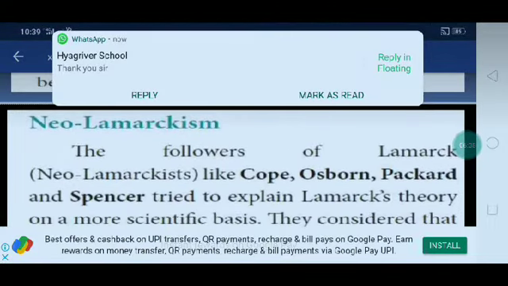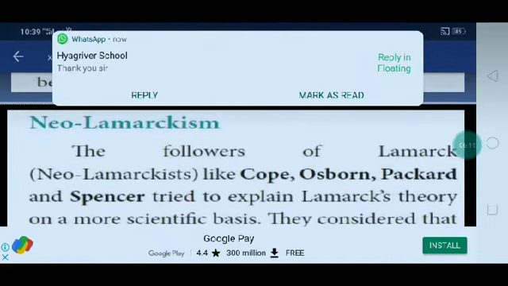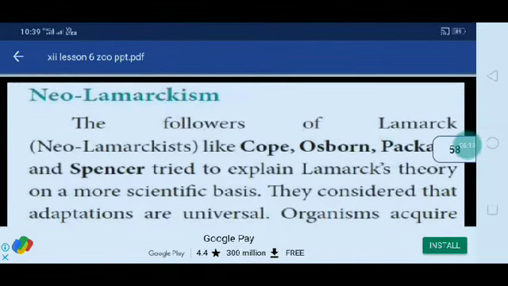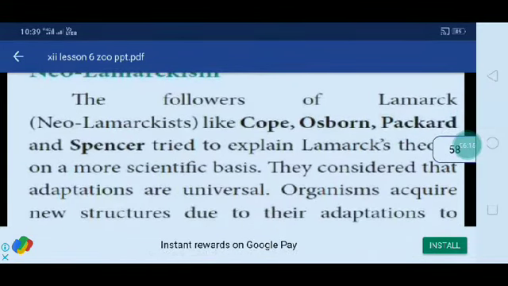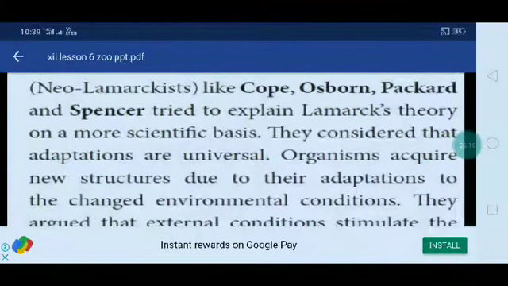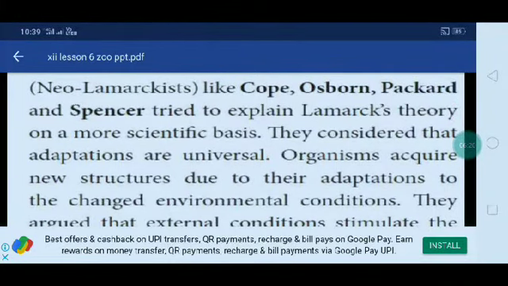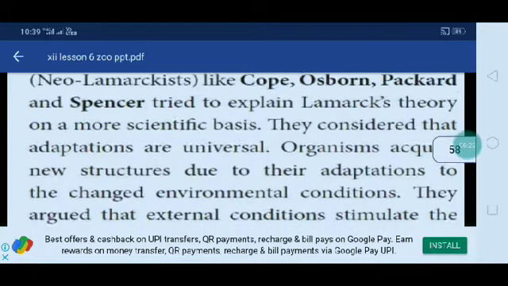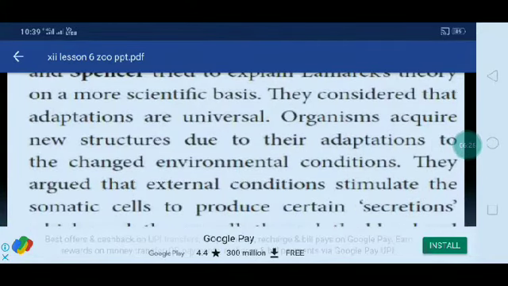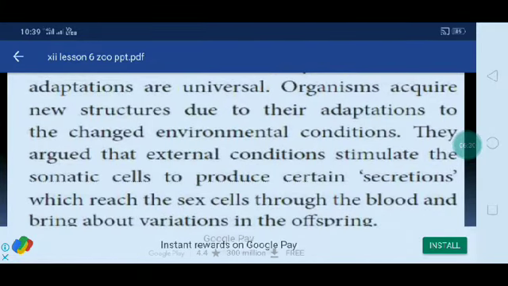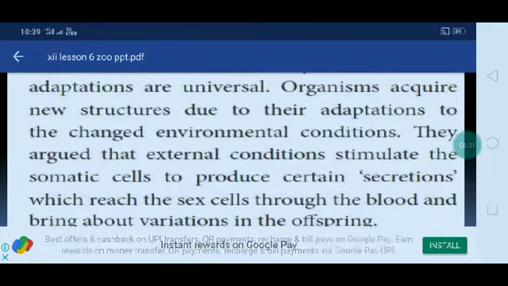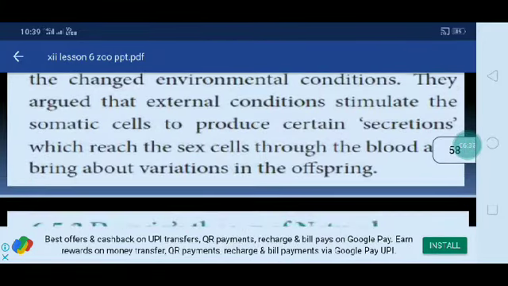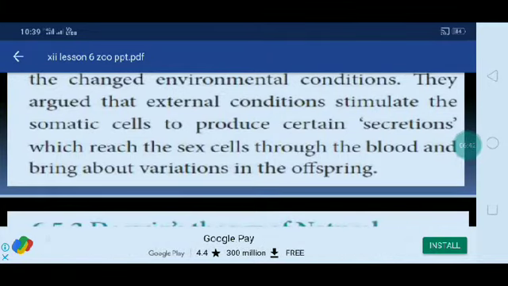The next one is Neo-Lamarckism. The followers of Lamarck, Neo-Lamarckists like Cope, Hobson, Packard and Spencer, tried to explain Lamarck's theory on a more scientific basis. They considered that adaptations are universal. Organisms acquire new structures due to their adaptation to the changed environmental conditions. They argued that external conditions stimulate the somatic cells to produce certain secretions which reach the sex cells through the blood and bring about variations in the offspring.